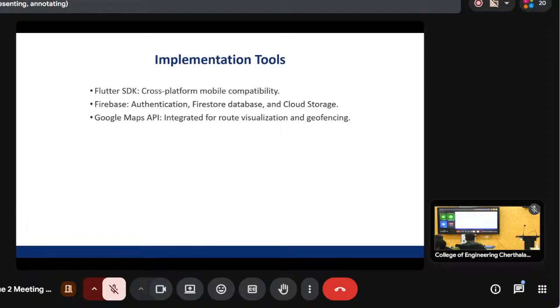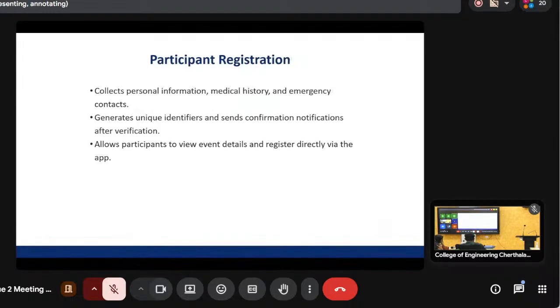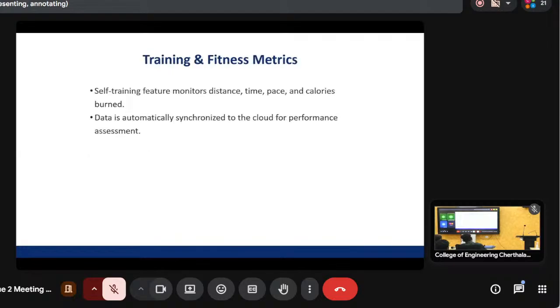The admin dashboard gives organizers immediate insight into how the race is progressing. For participants, the app handles everything from registration, including medical history and emergency contacts, to tracking their training metrics like pace, distance, and calories burnt. All this data is synced automatically to Firestore.